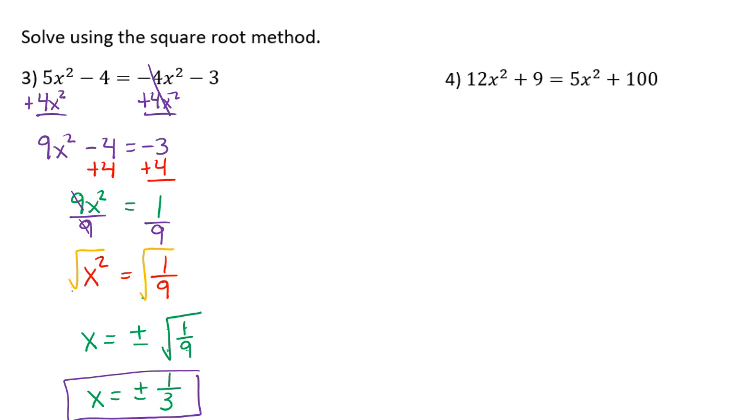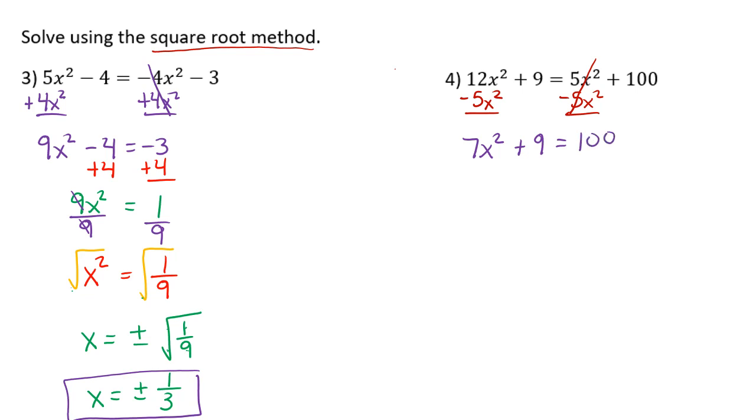Our next problem, problem 4, is also going to be solving using the square root method. Once again, we want to get the x squareds on one side and the constants on the other. So I'm going to take this 5x squared here, and I'm going to subtract it this time because it's currently a positive, so I want to use the opposite operation, which is minus. And I'm going to bring it over to the 12x squared. These will equal 0, so I'm just going to cross them out. 12x squared minus 5x squared is going to give me 7x squared. I have my plus 9 and equals 100.